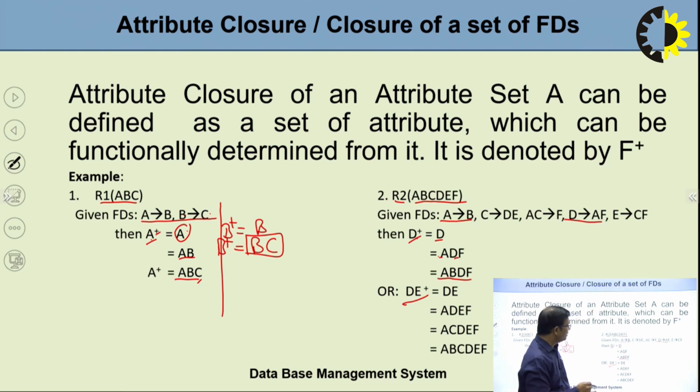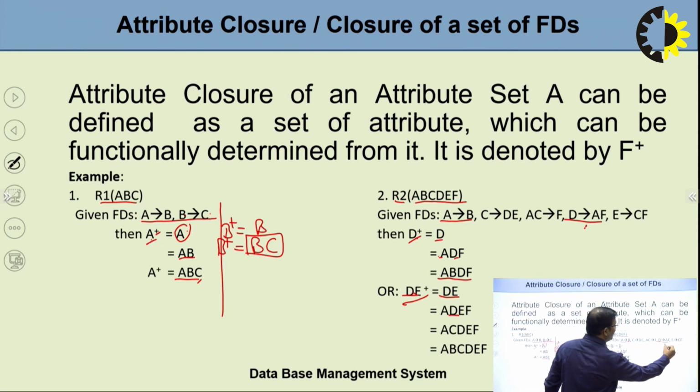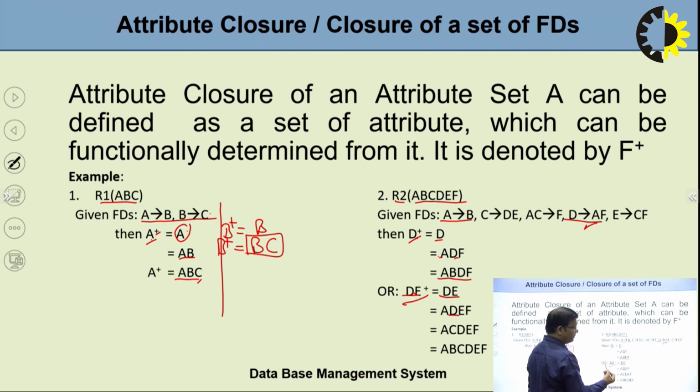Similarly, DE closure. So we should write the DE elements on the right hand side. DE is already there. On the basis of DE, can we find another attribute? Yes, we can find AF on the basis of D, and CF on the basis of DE. So we get DE, AF and CF.